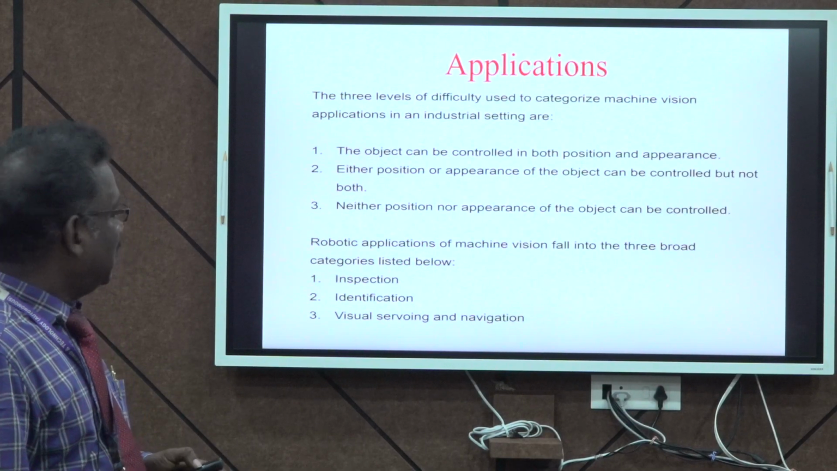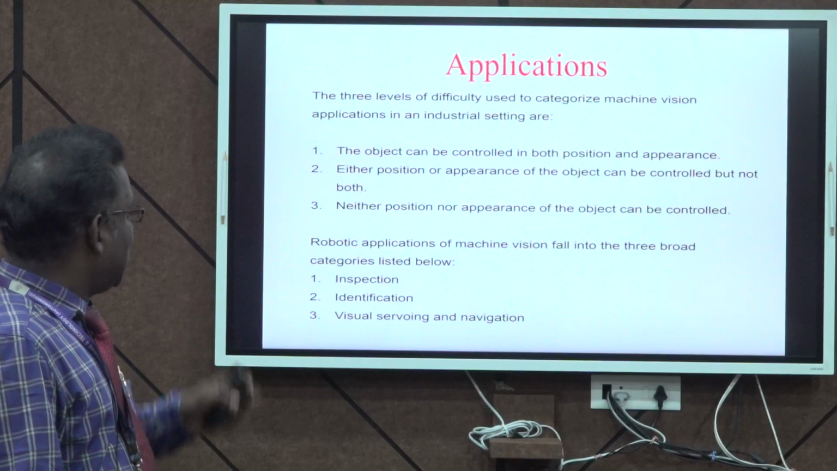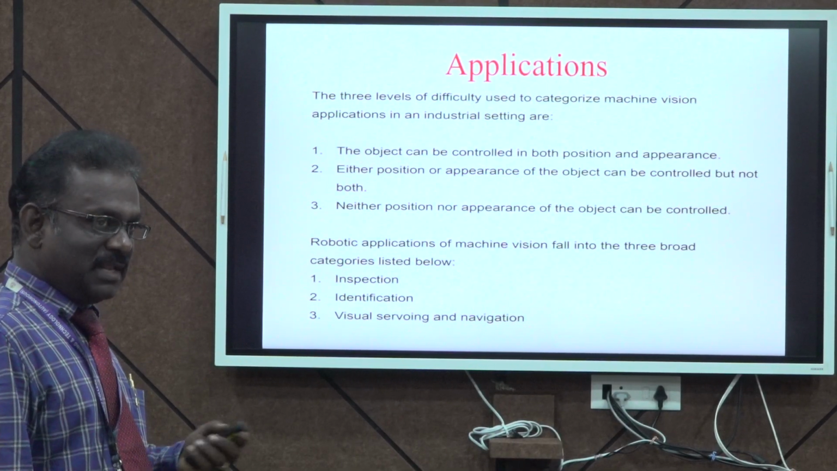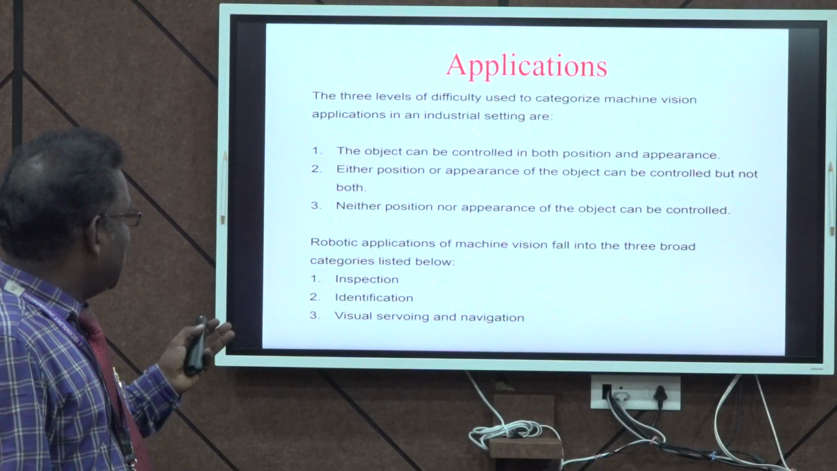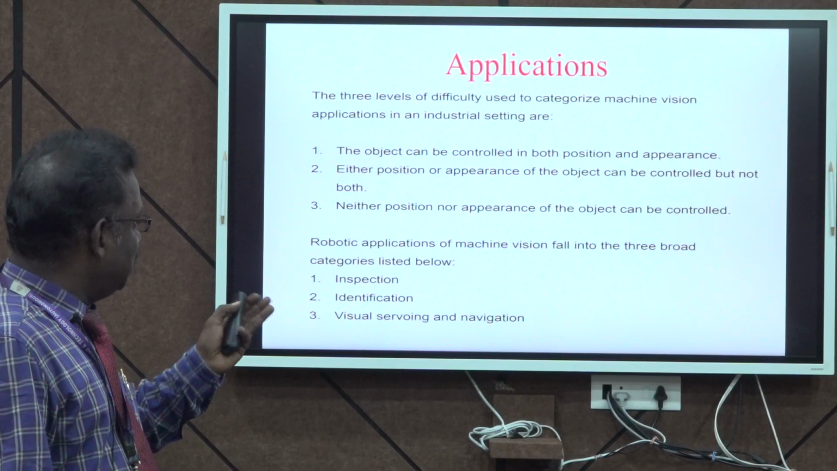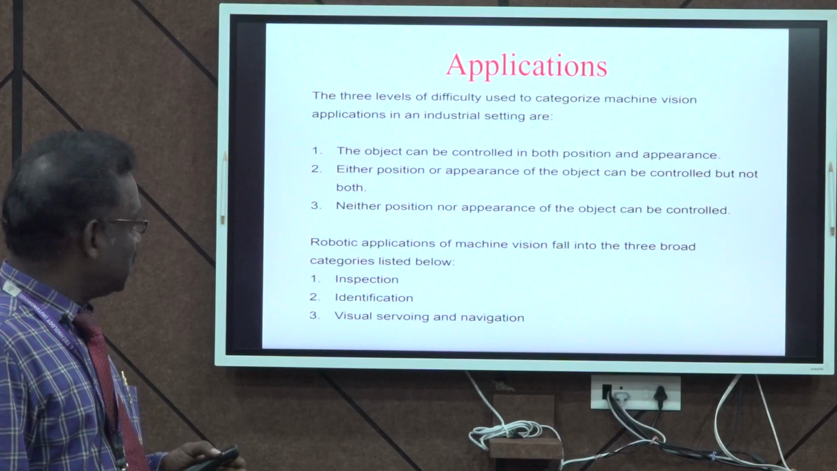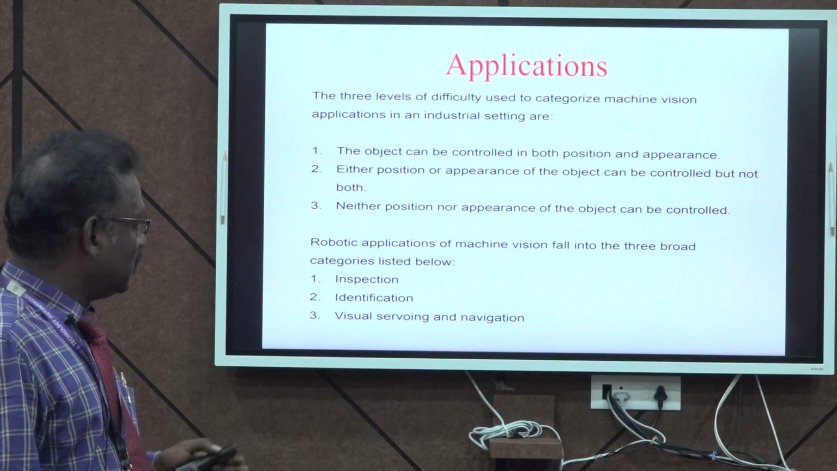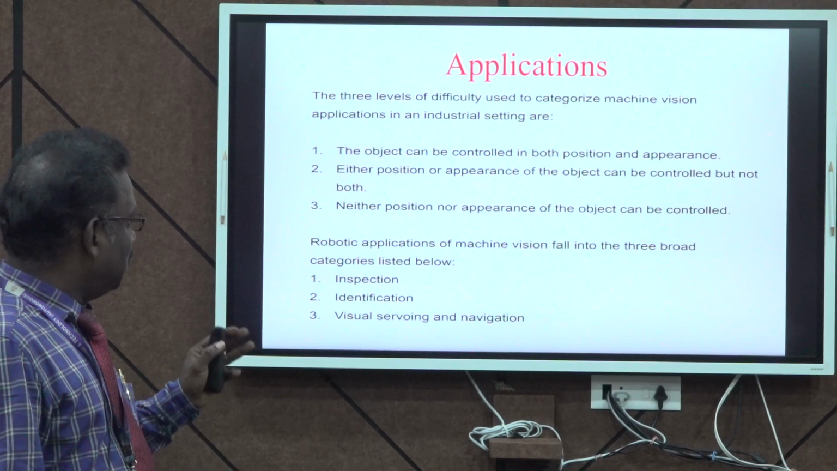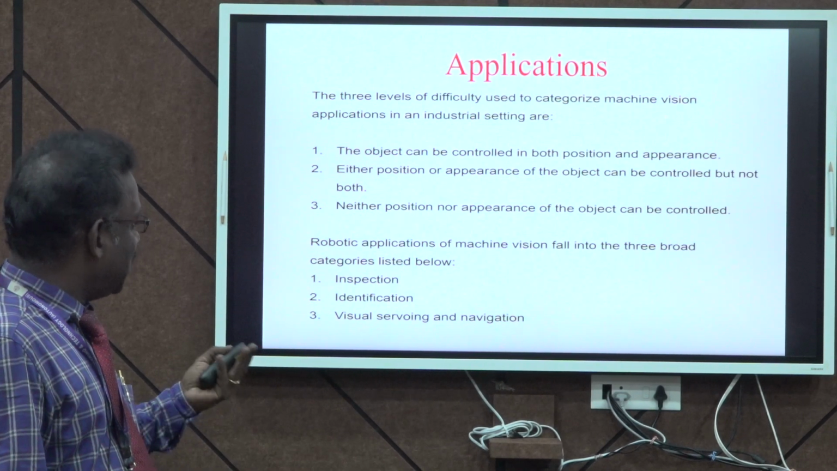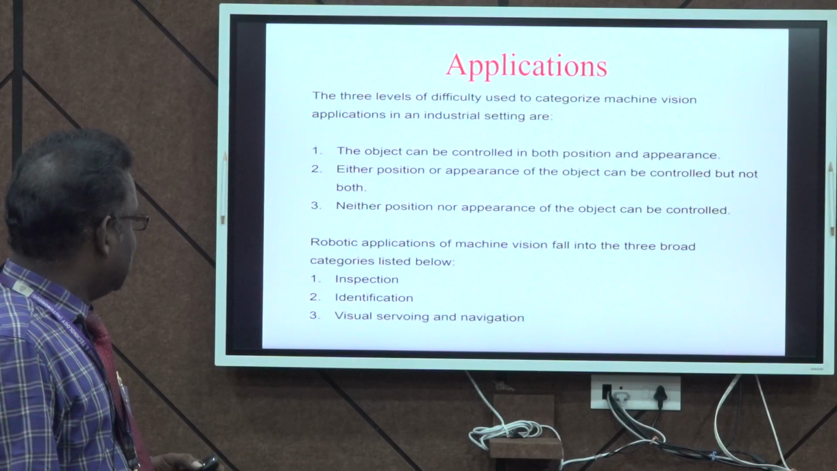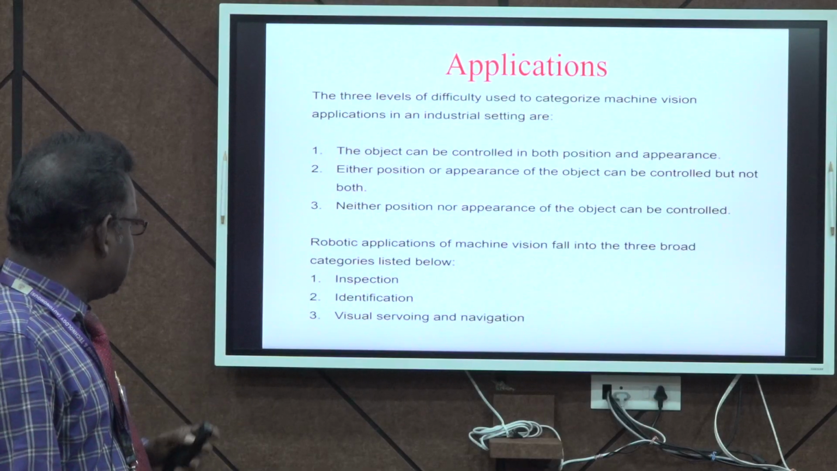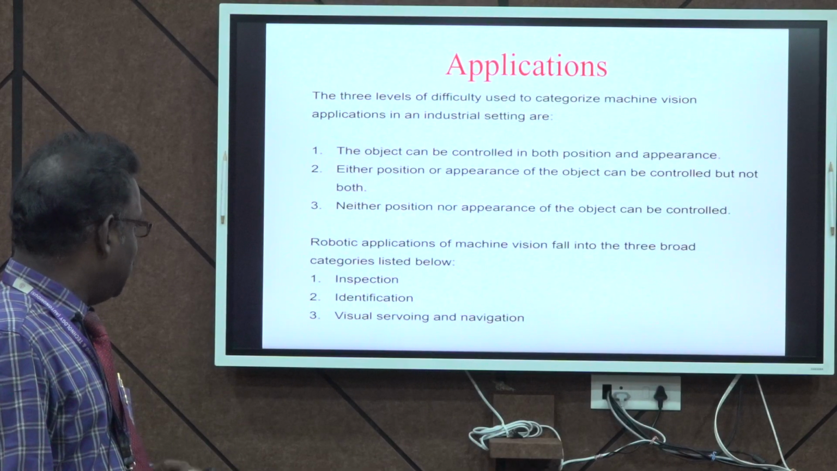And for application, there are 3 levels of difficulty associated with the machine vision system in any type of application in the manufacturing industry. Sometimes the object can be controlled in both position and appearance. Sometimes either position or appearance of the object can be controlled, but not both. Sometimes neither position nor appearance can be controlled. But the robotic applications of machine vision system fall into the 3 broad categories which are listed below here.